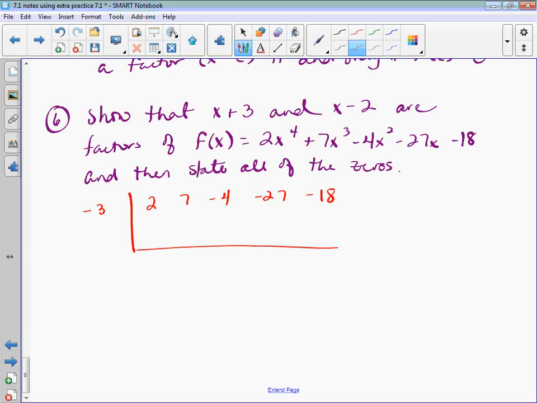Yes, it will. All right, so if I do synthetic division, I bring down my 2, multiply, add, multiply, add.